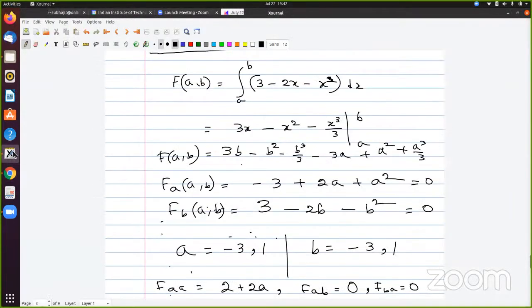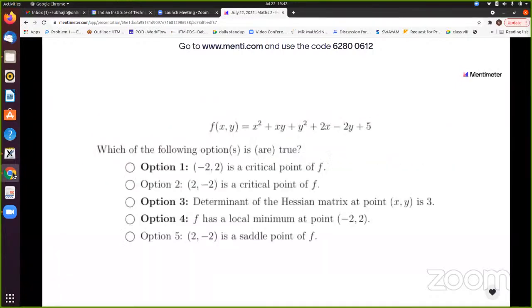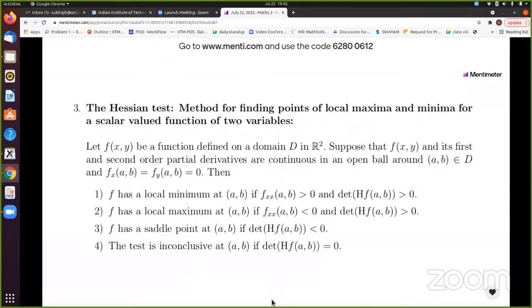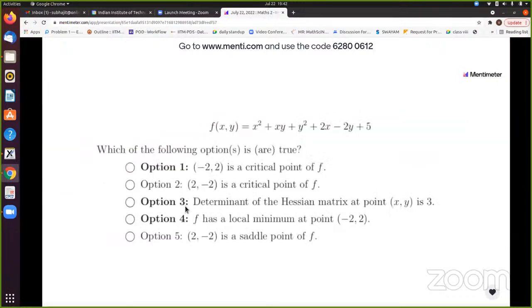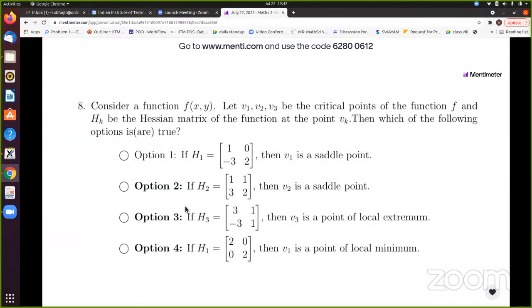So is it a saddle point? No. Right? Because if we go back to the conditions, determinant is greater than 0. So it cannot be a saddle point. For a saddle point, determinant must be less than 0. So the first option is not correct, as we can see. Okay. What about the second one? H2. The determinant is -1, less than 0. Yes. So determinant less than 0, that means it is a saddle point, so it is correct.